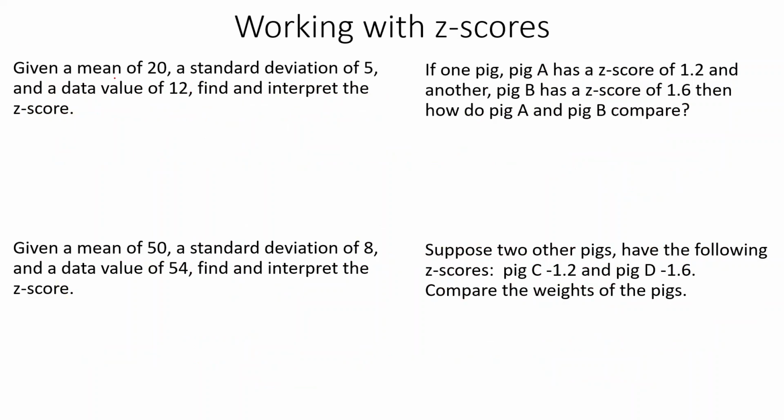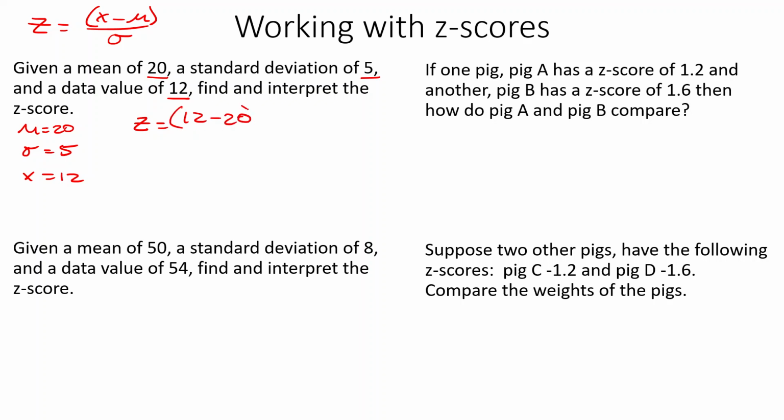All right, so working with z-scores. We're given a mean of 20, a standard deviation of 5, and a data value of x equals 12. Find and interpret the z-score. Well, the formula for z is x minus the mean divided by the standard deviation. So it'd be 12 minus 20 in parentheses, and then divided by 5. So that'd be negative 8 over 5, which is negative 1.6. All right, and you can type this whole thing in your calculator if you want. That's fine. All right, and interpret. So it's negative.